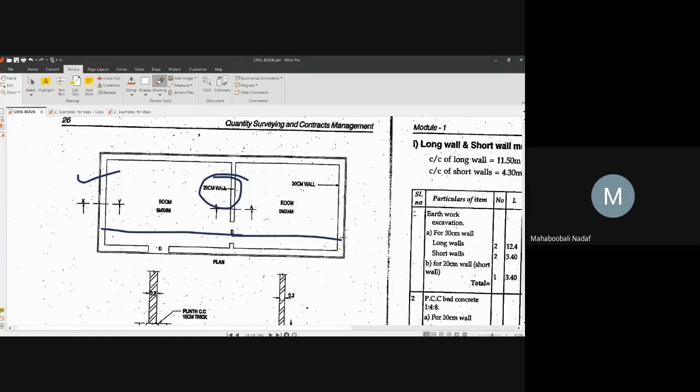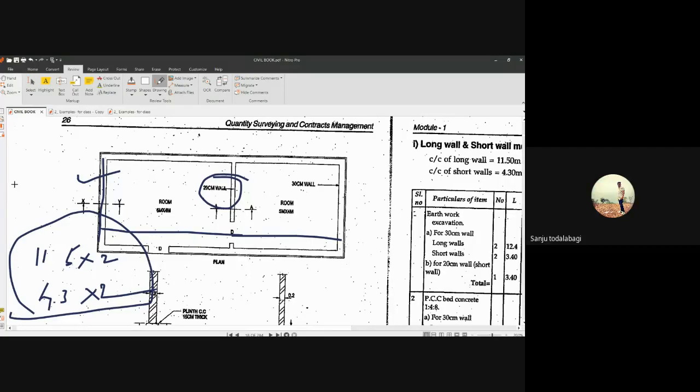How much? 11.5. Okay, 2 times 11.5. Correct? And then this one, how much? 4.3. Right. How many 4.3s are there? 2. So total how much? 31.6. Very good. 31.6 is the center line length for the 30 centimeter wall.